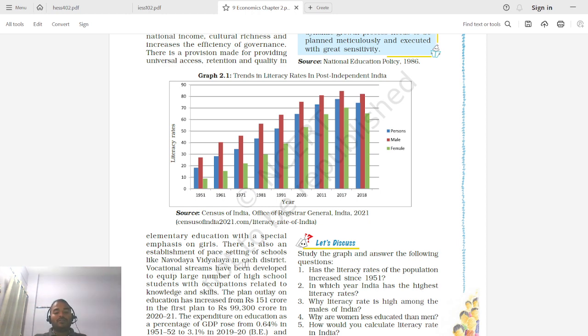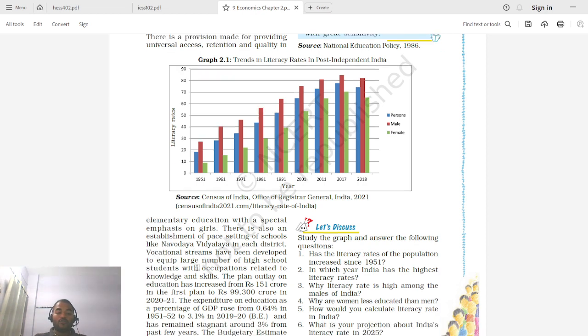Vocational streams have been developed to equip a large number of high school students with occupations related to knowledge and skills. So the government has also taken steps to establish vocational streams where education is given so that the skills of a person are improved and he can land a job.